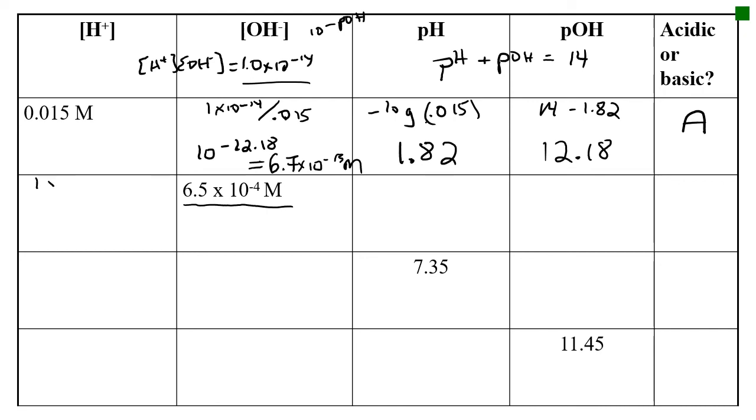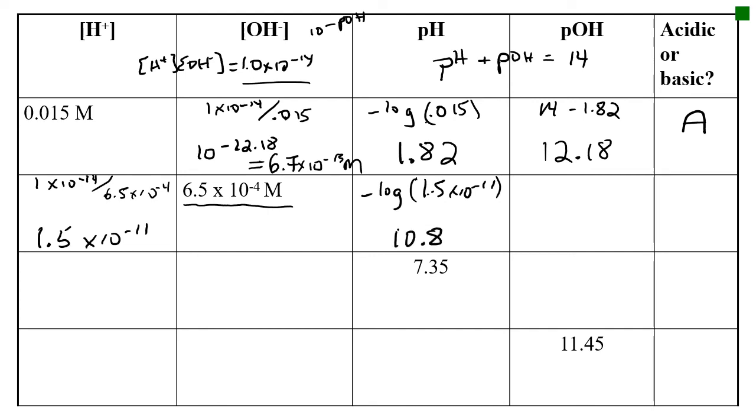All right, so here, if we have a hydroxide concentration, we can do this again either way. We can take 1 times 10 to the minus 14, divide it by the hydroxide of 6.5 times 10 to the minus 4. When we do that, we're going to get 1.5 times 10 to the minus 11. Our pH is going to be the minus base 10 log of that value. When we plug that into our calculators, we're going to get 10.81.